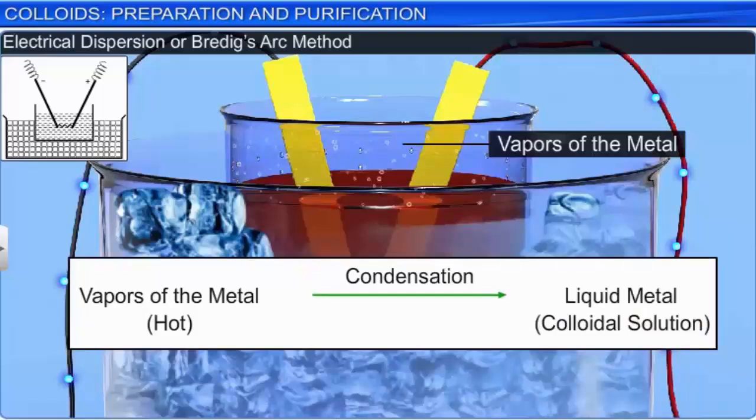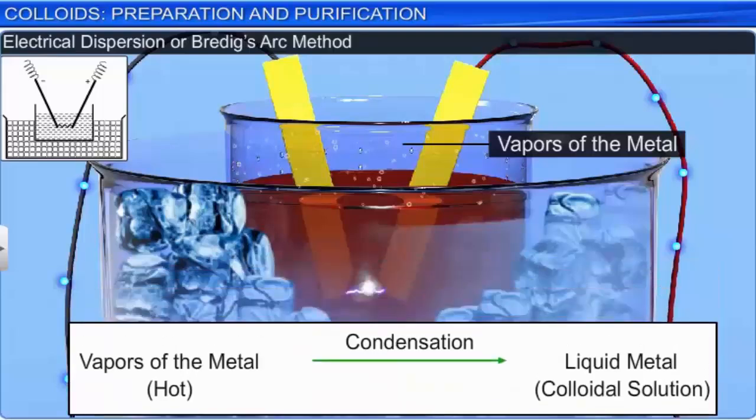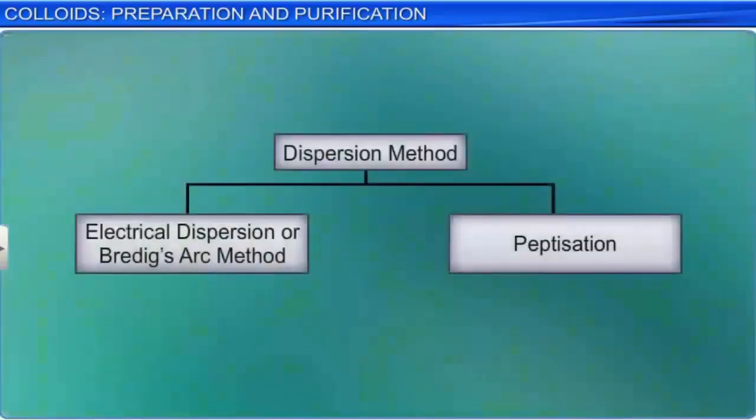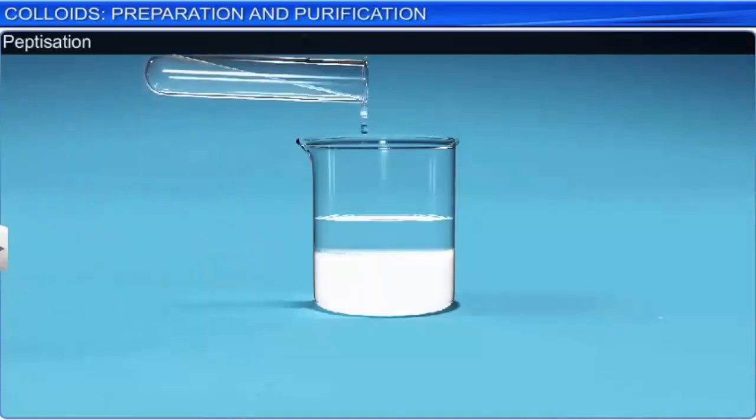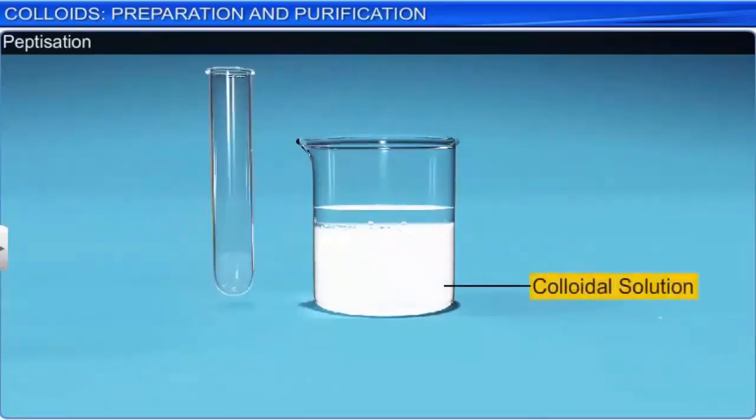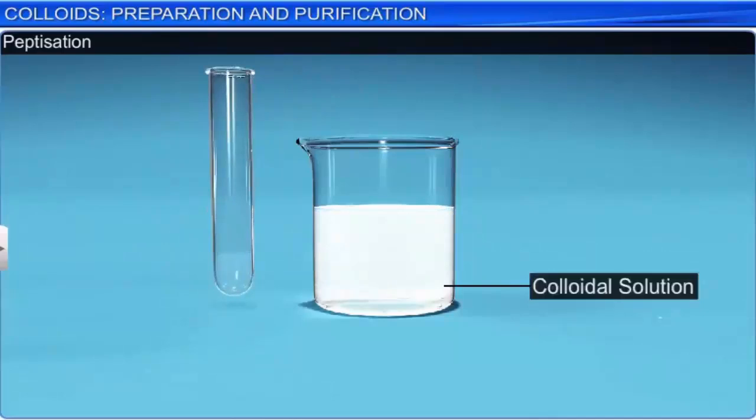We will now discuss the preparation of sols by the peptization method. Peptization is defined as the process of converting a freshly prepared precipitate into colloidal form by adding a small amount of a suitable electrolyte. The electrolytes used for this purpose are called peptizing agents.